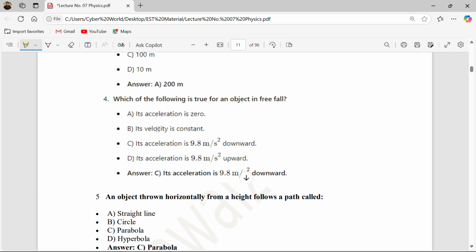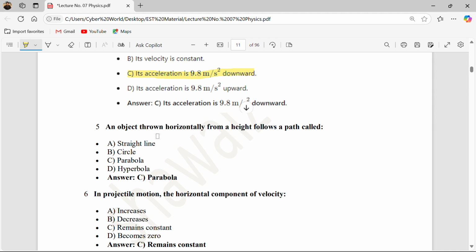Which of the following is true for an object in free fall? If an object falls under free fall, as I already mentioned, it has an acceleration of 9.8 in the downward direction, because gravitational acceleration is always directed downward, not upward. An object thrown horizontally from a height follows a parabolic path. This is from projectile motion.